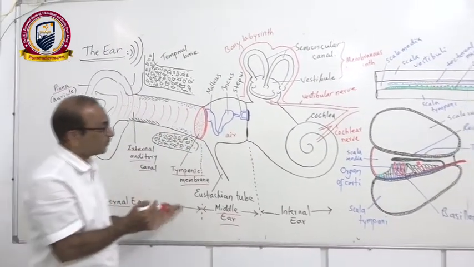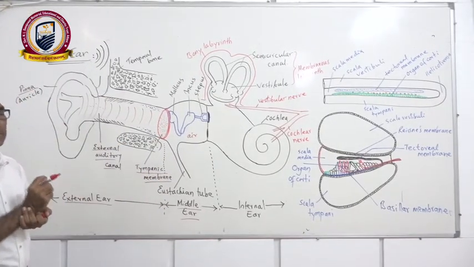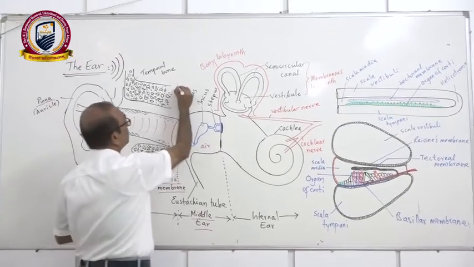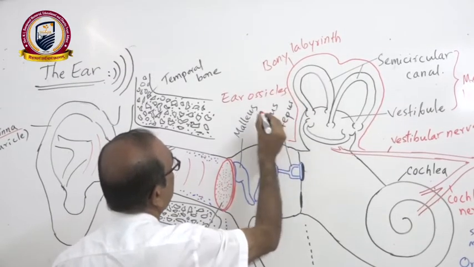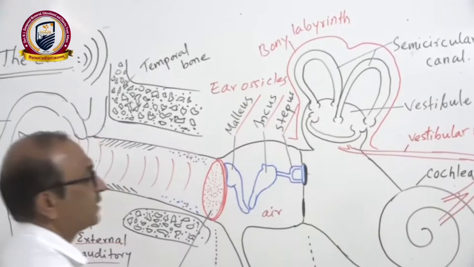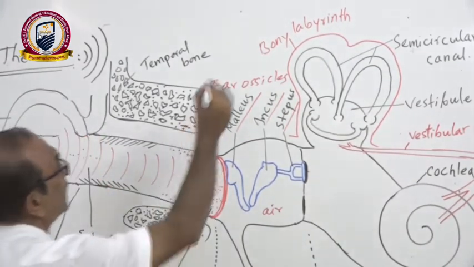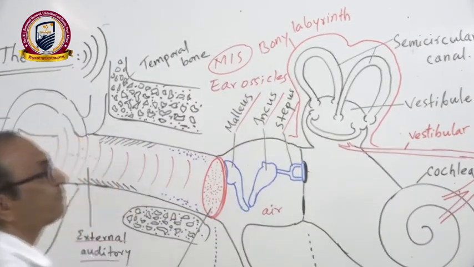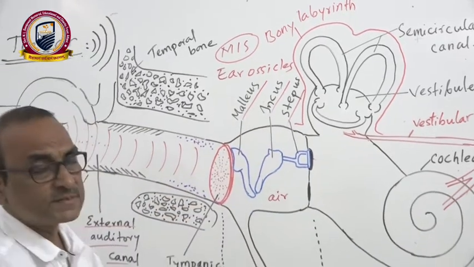Air-filled chamber, that is called the middle ear, but it contains a very important structure in the ear: the smallest bones in our body, called the ear ossicles. There are three: malleus, incus and stapes. We can remember these three in correct order by remembering the word MIS. M for malleus, I for incus, and S for stapes.